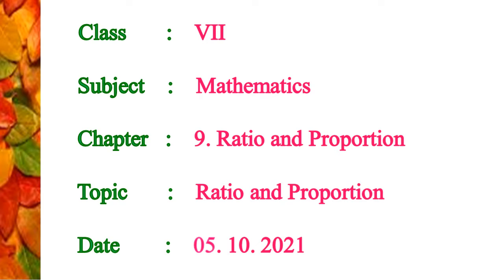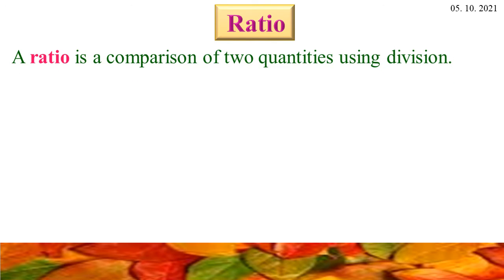In this session, we are going to see 7th Standard Mathematics, Chapter 9, Ratio and Proportion, topic Ratio and Proportion. Let's see ratio. First, we should know the definition of ratio. A ratio is a comparison of two quantities using division.